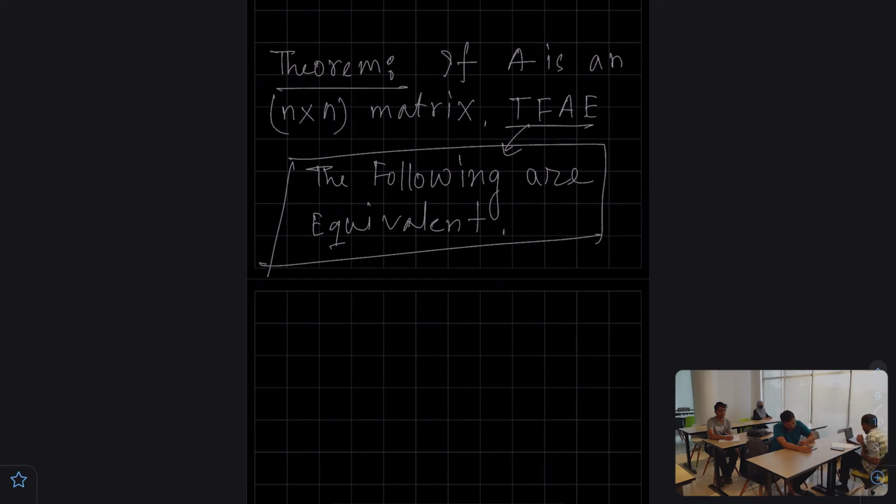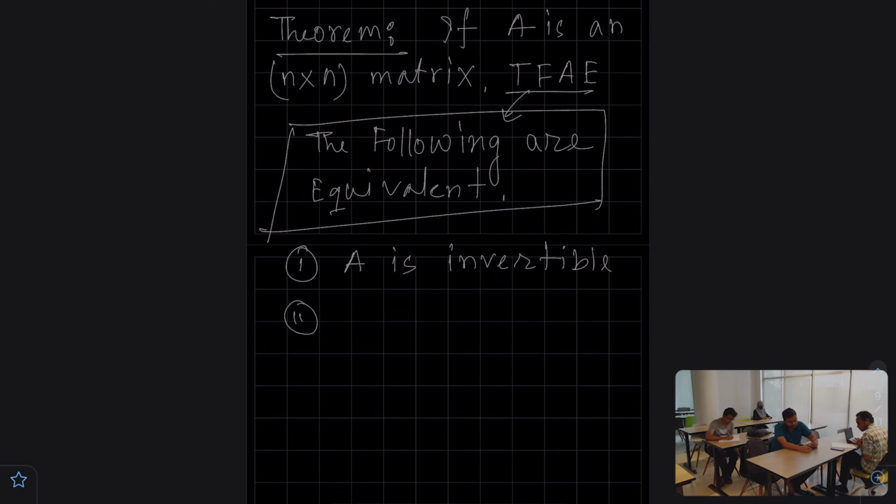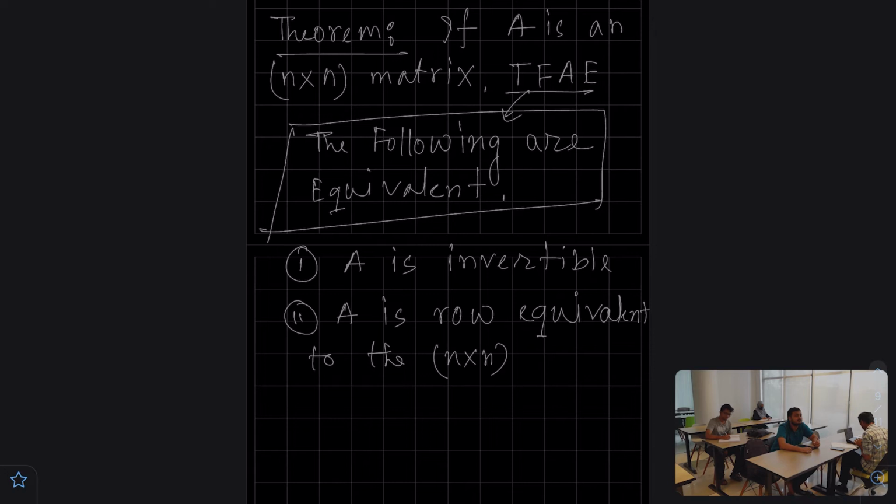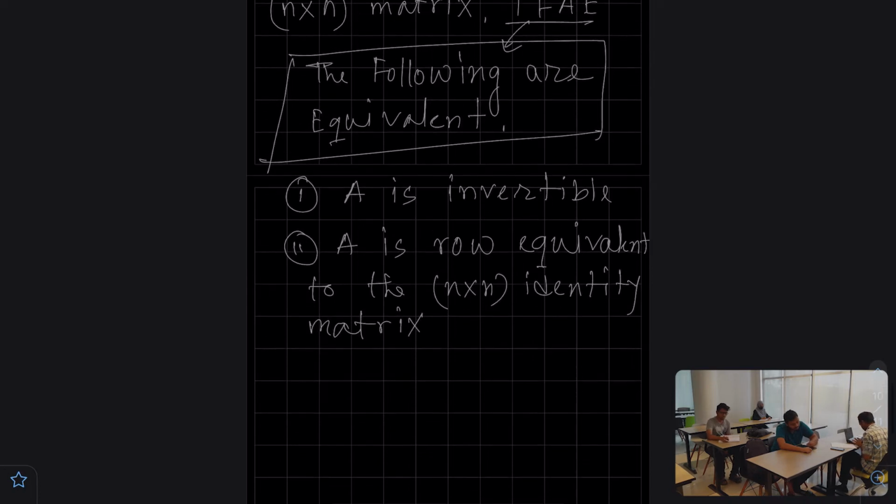TFAE stands for this: if A is an n cross n matrix, the following are equivalent. The first one is A is invertible. Two, A is row equivalent to the n cross n identity matrix, and the final one is A is a product of elementary matrices.